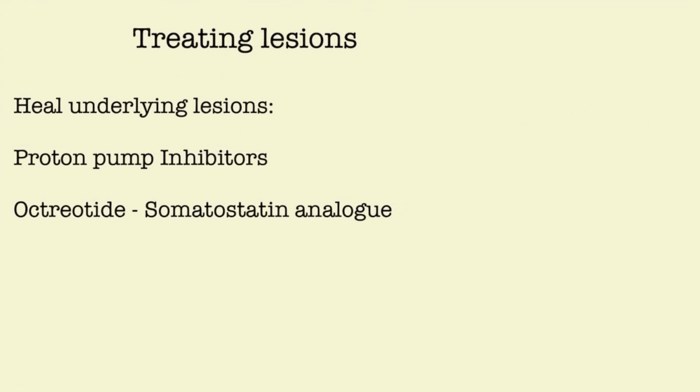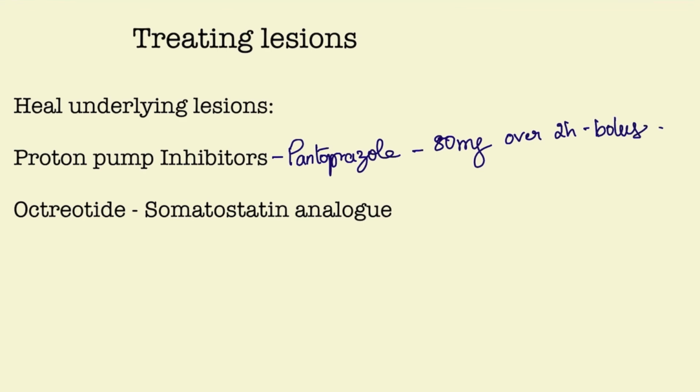Moving on to the pharmacologic treatment of the underlying lesions. So the treatment is done using proton pump inhibitors and Octreotide. The proton pump inhibitor of choice here is Pantoprazole, which is given as an 80 milligram bolus over 15 minutes, and then 8 mg per hour continuous infusion for up to 3 days. Octreotide is a long-acting somatostatin analog, and it reduces portal pressure and bleeding and is given IV for up to 5 days following esophageal banding.